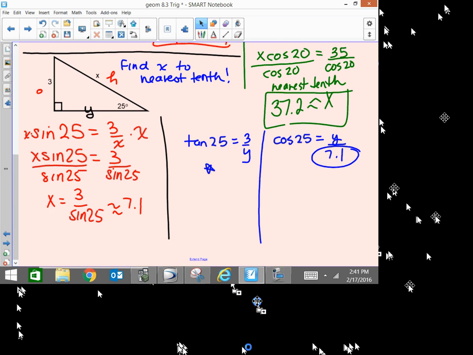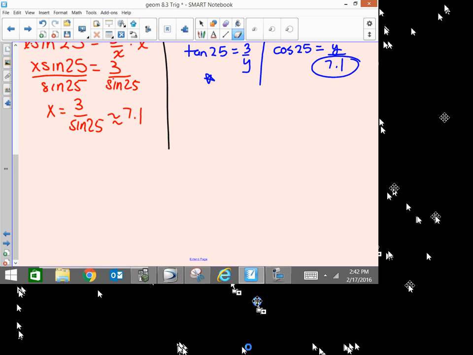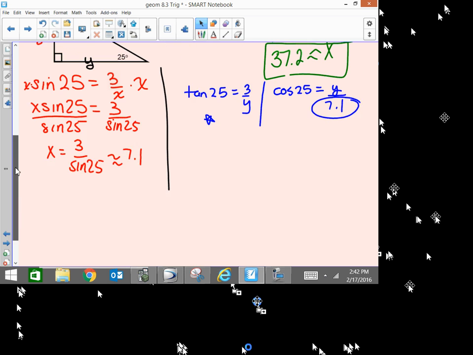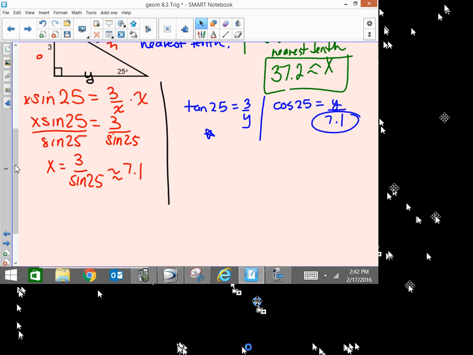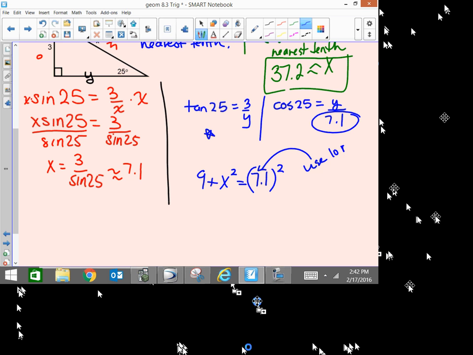Okay. What about Pythagorean theorem? Did anybody do that? I feel like you did. Okay. So what does that look like? Did you also get 6.4? Yes. Okay. So you did what? 9 plus x squared equals 50.41. Okay. That's what I have. We need to use a longer answer, otherwise it might not be quite so accurate.